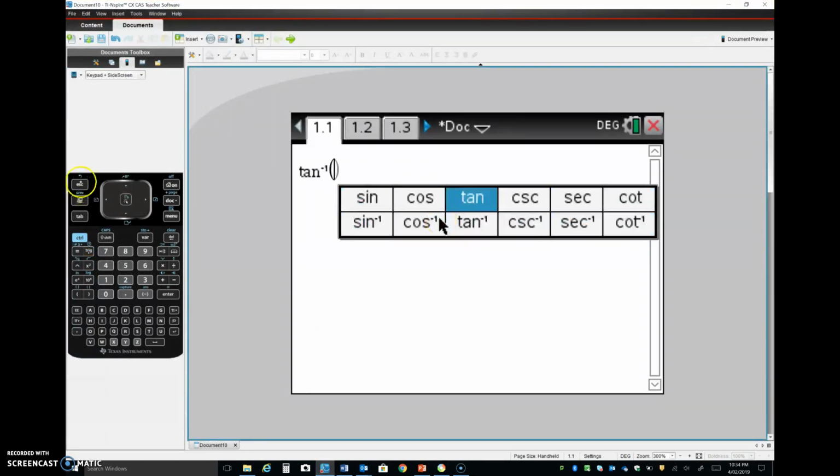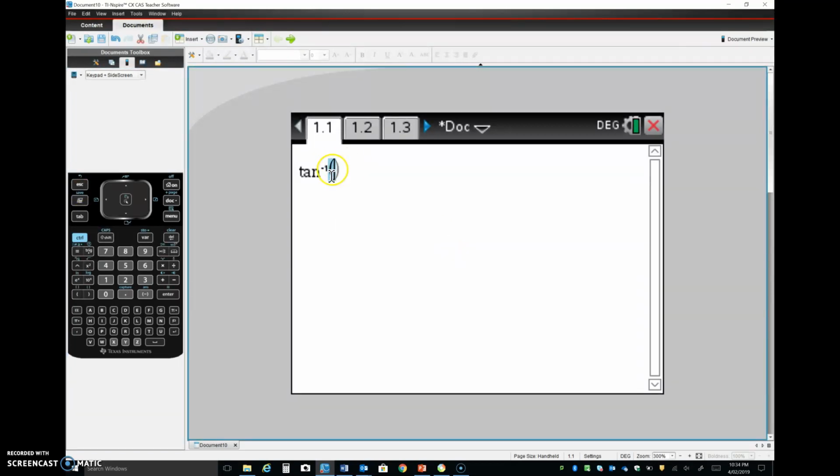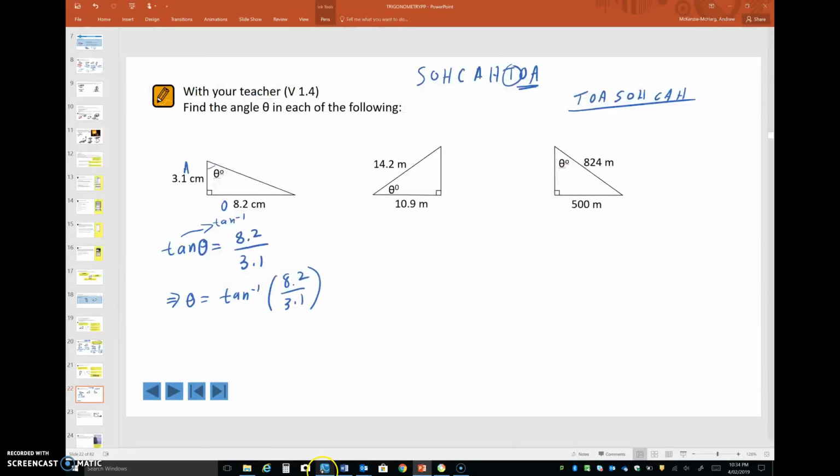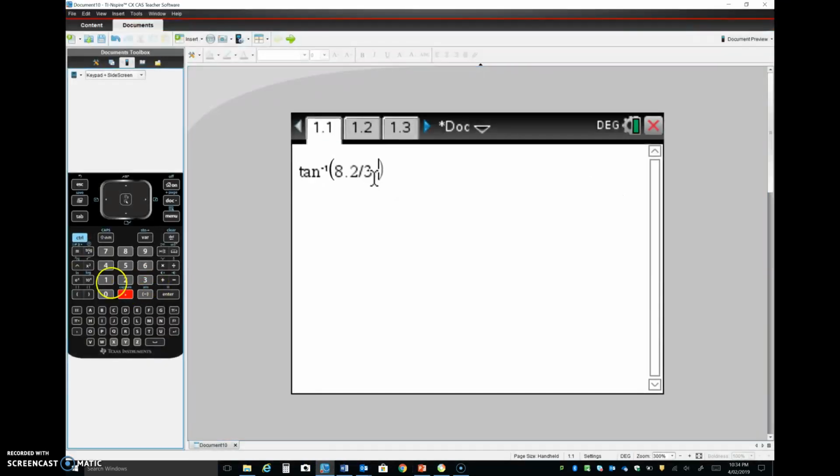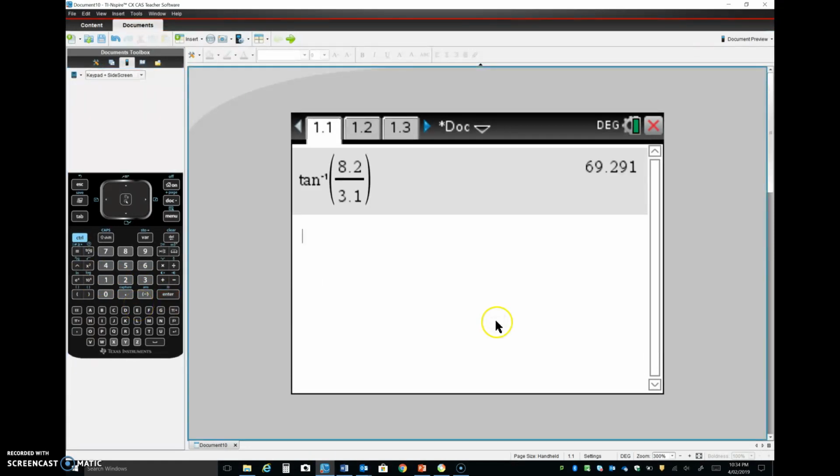That's a little funny, but anyway, we got there in the end. 8.2 divided by, was it 3.1? Yes, 3.1. Enter, and we get 69.291 degrees. So we could say 69.3 degrees, or whatever number of decimal places we want to round to.